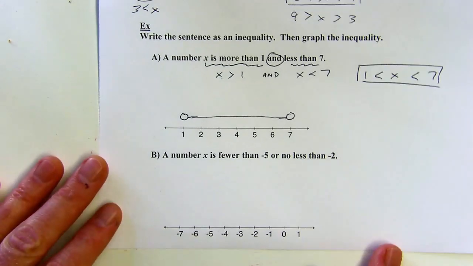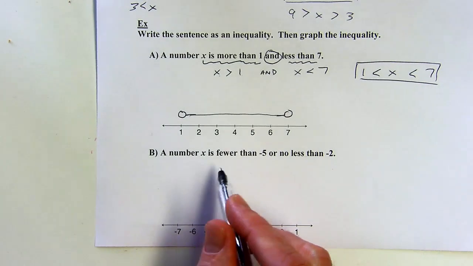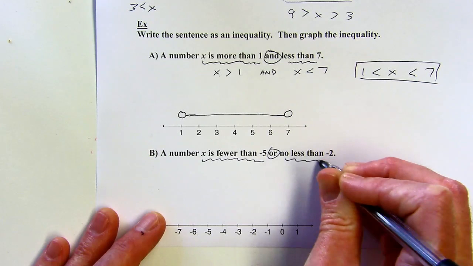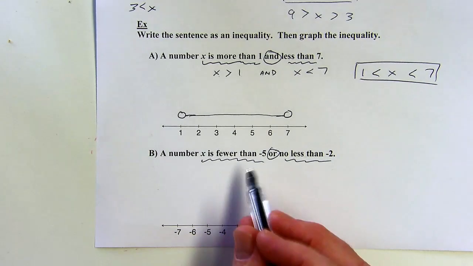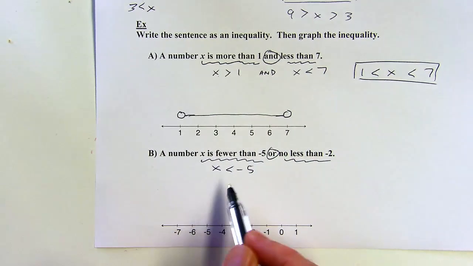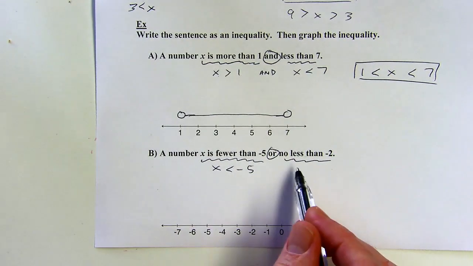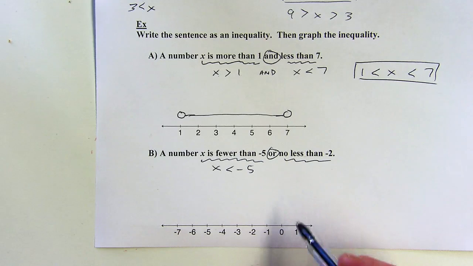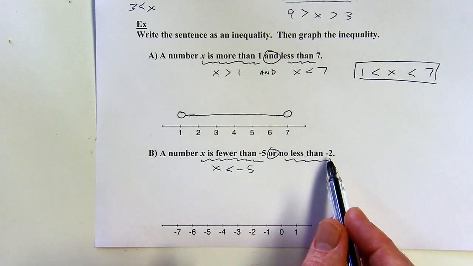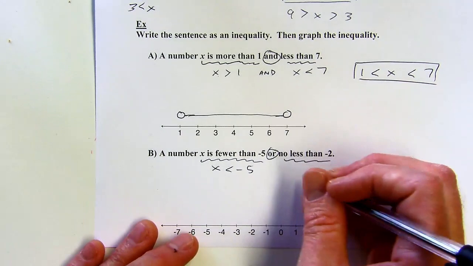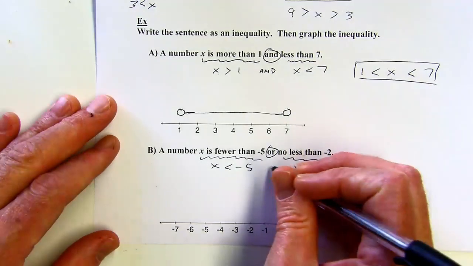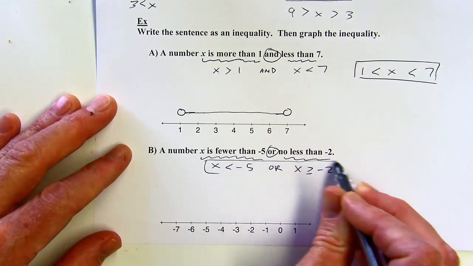All right. Next one. x is fewer than negative 5 or no less than negative 2. Okay? Fewer than negative 5. That's the same as saying x is less than negative 5. And no less than negative 2 would be the same. So that means it can't go below negative 2. So it could be negative 2 or anything more than that. That's the same as saying x is greater than or equal to negative 2. Okay? And this is an or one, so I can't combine these into one statement.